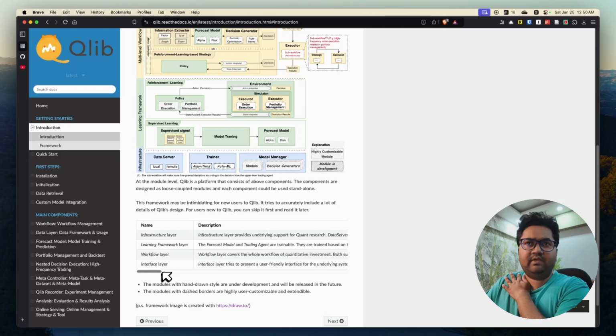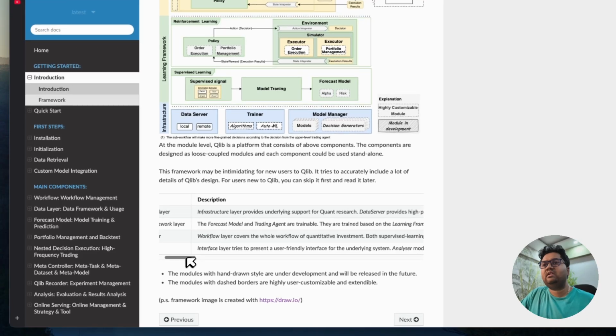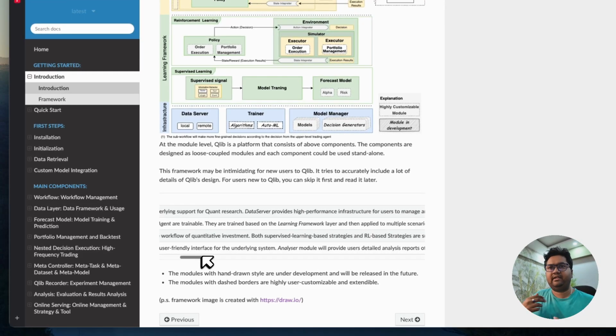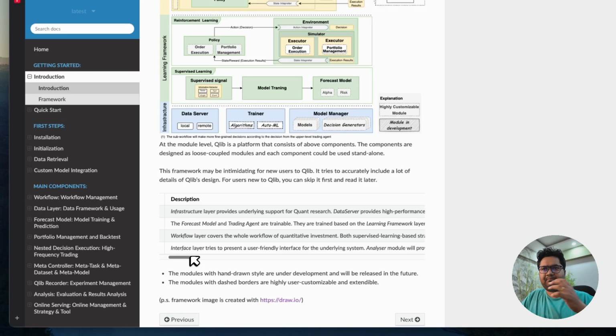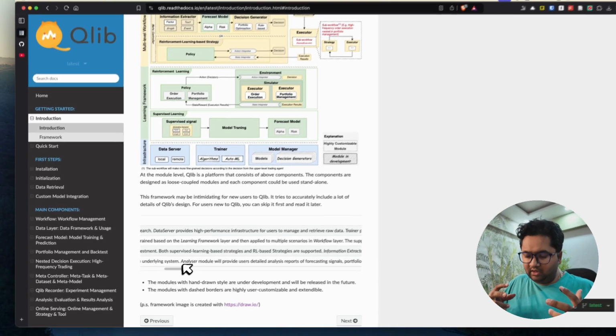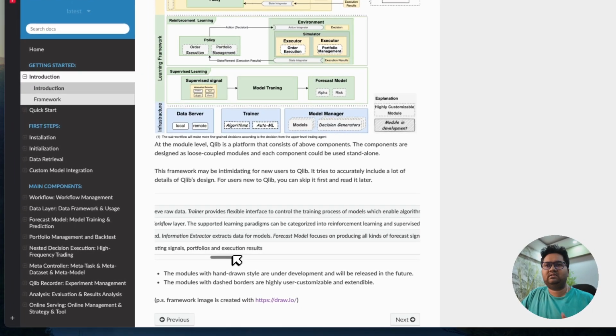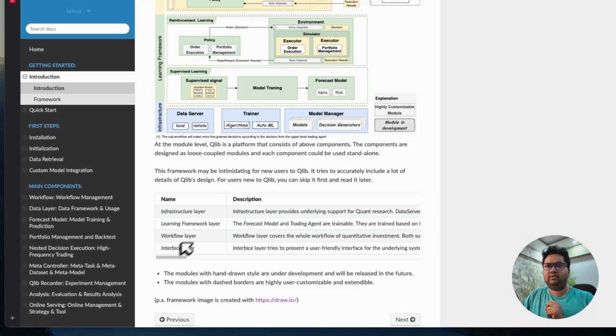The learning framework layer, which is the second layer, is where the forecast and the trading agents are trainable, which really means they are trained on the learning framework layer. So the whole idea being that they have pre-packaged certain scenarios as workflows, and you can provide your own inputs and work with them. And then there are other categories of learning, which I'm not going to go into, like reinforcement learning, supervised.